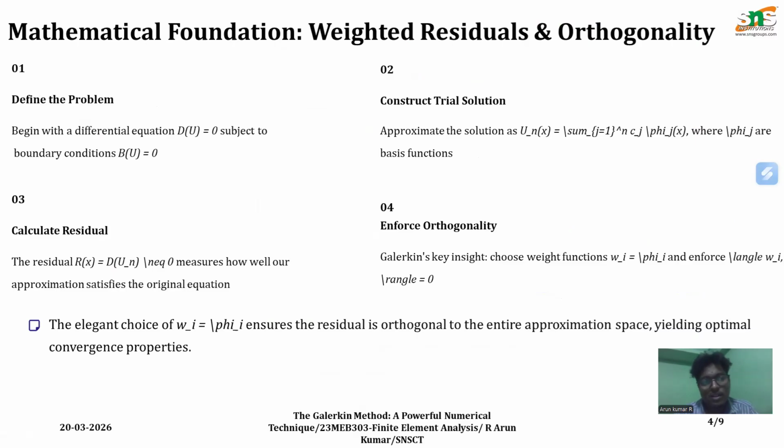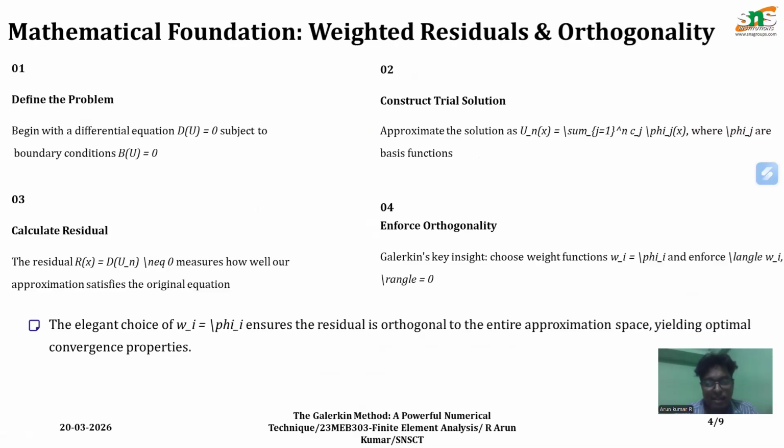First of all, define the problem. We begin with the differential equation, consider D of u is equal to 0, subjected to a boundary condition with respect to u is equal to 0. The second step is to consider the trial function that is apt for your problem, choosing the basis function for your trial function. This is the main important equation for finding the solution of the problem and calculating the residual.